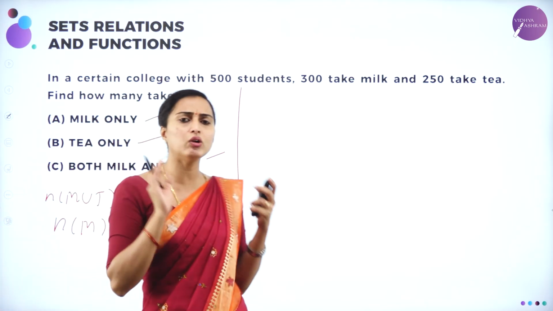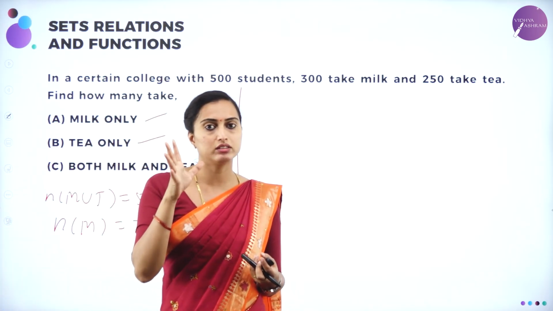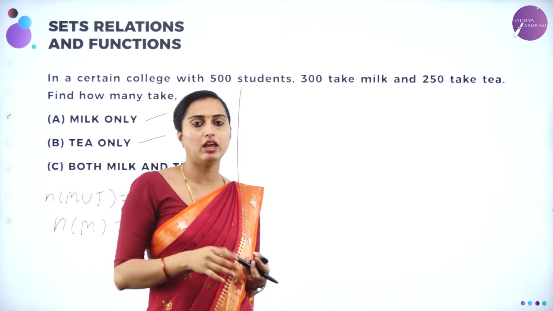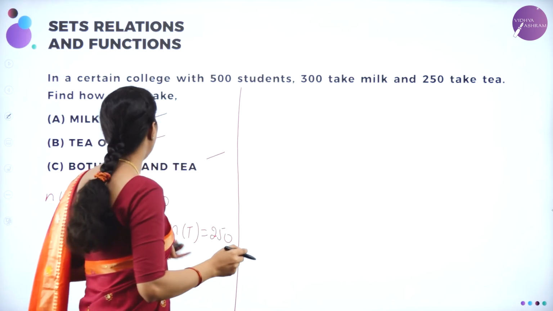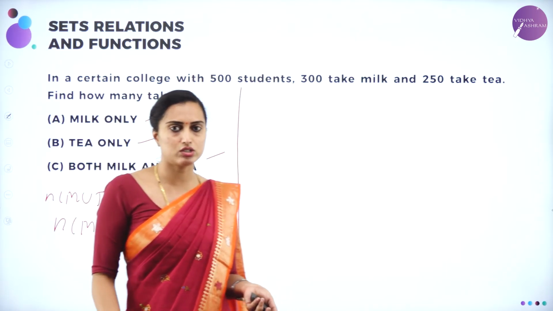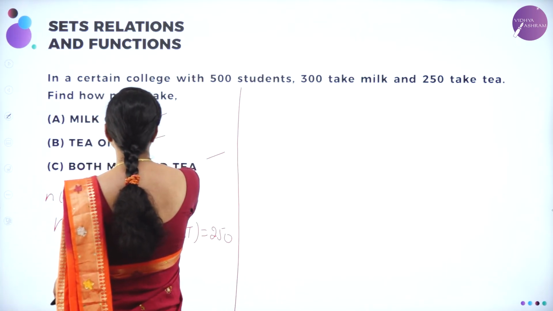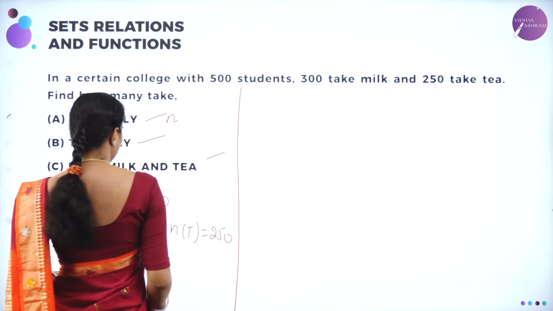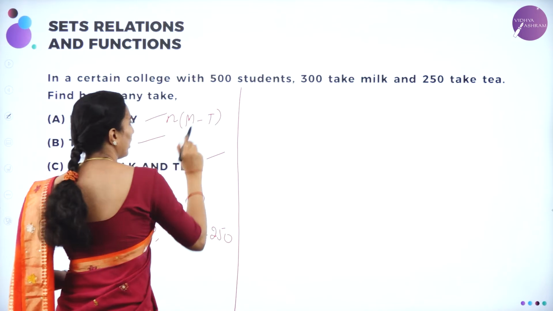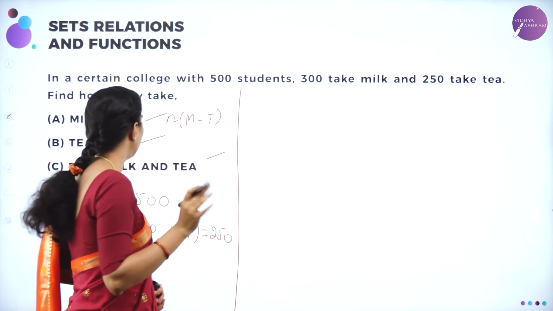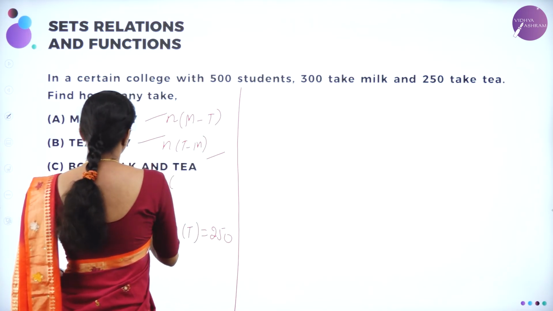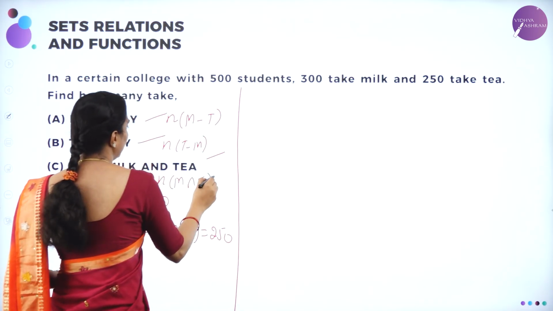Only milk means what? You should have only milk, that means not tea. Only tea means not milk. Only tea they should drink, not both. And both milk and tea means intersection of both. Okay, so here we need to find out N of, what is that? We are going to have M minus T, correct? Only milk, not T. They should be only milk, not T. This is N of T minus M. And this is N of milk intersection T. We need to find out all this.